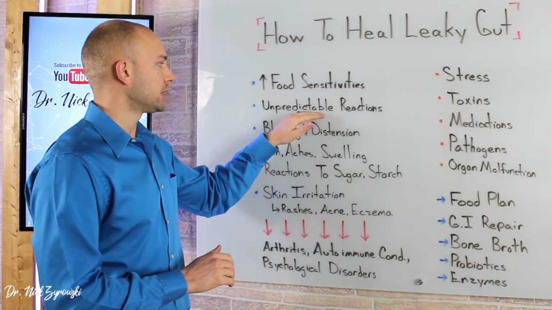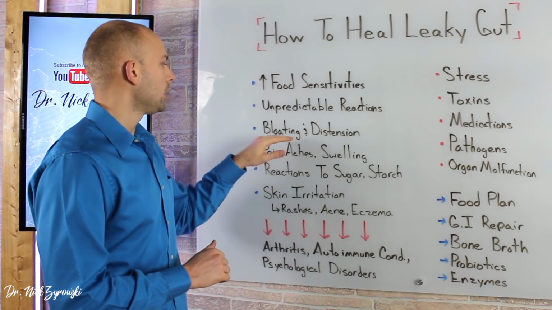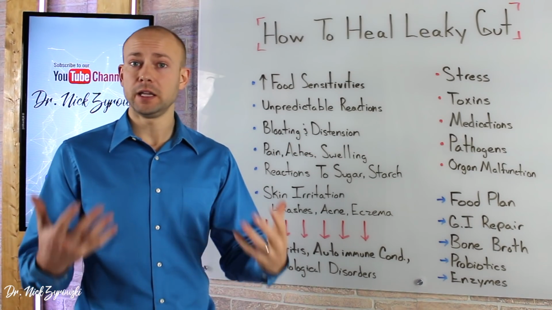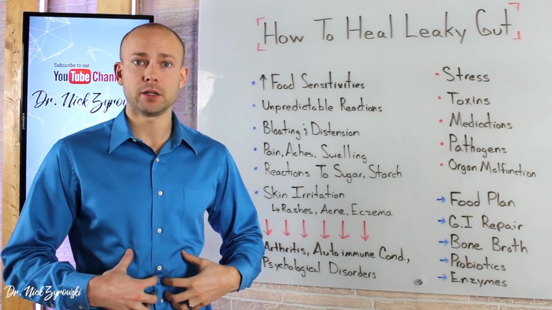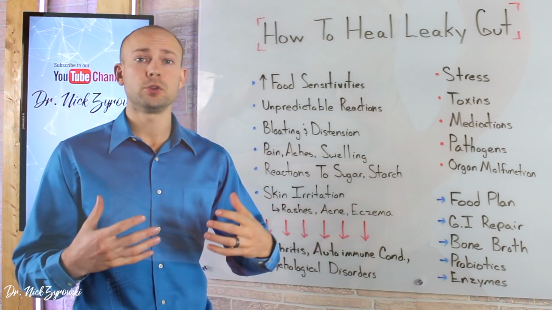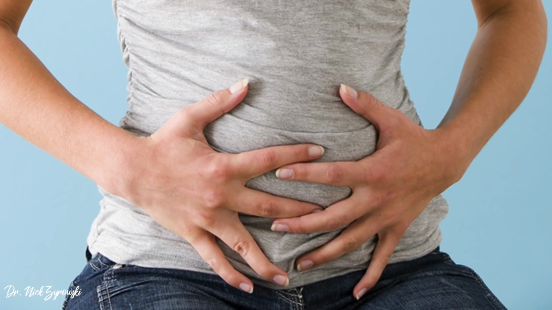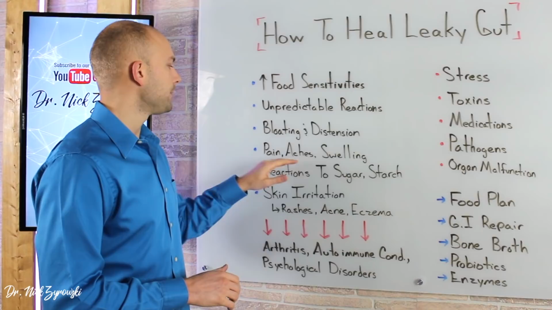A lot of unpredictable reactions, so let's talk about these different reactions that start to pop up. Bloating and distension: you eat a meal and get all kinds of bloating, or you wake up in the morning with all kinds of gut pain simply because you have tons of bloating and distension. You're a thin person, but you look like you have a big belly just because it's so bloated out. Then this could be a result of leaky gut.